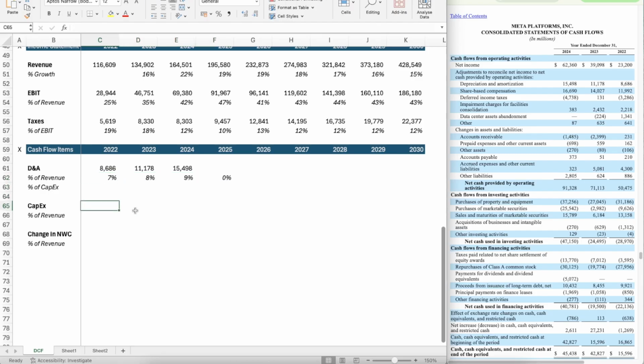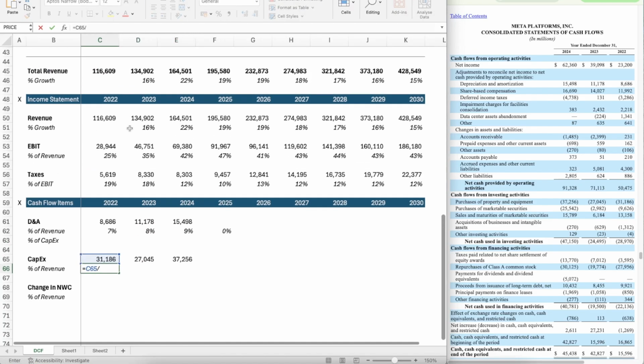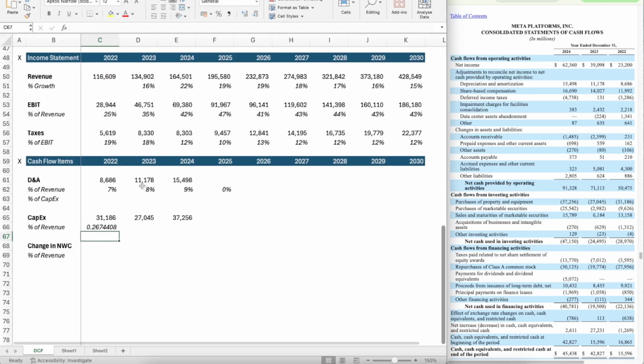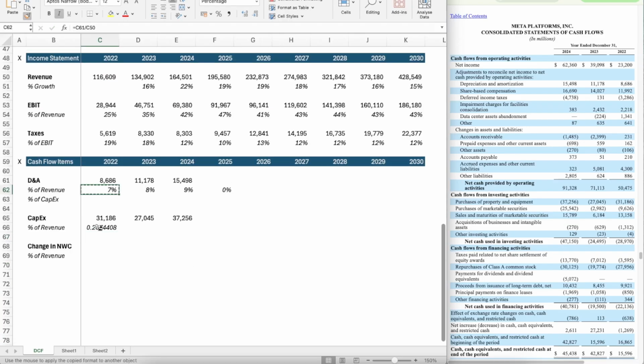Okay, and then the CapEx is 31,186, 27,045, 37,256. Yeah, I mean, what is this going to be? CapEx is 27% of revenue. It's phenomenal.